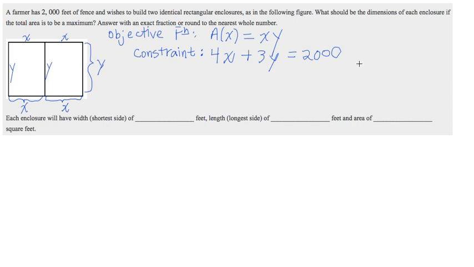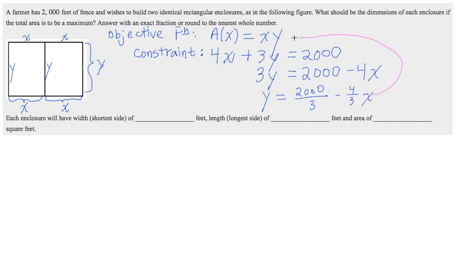So we are going to solve this. You could solve it for either x or y actually, but I'm going to go ahead and solve it for y since that's what I said I would do. So 3y equals 2,000 minus 4x, and dividing both sides by 3 gives us y equals 2,000 over 3 minus 4/3 x. And we're going to plug that in for y right there in A of x.